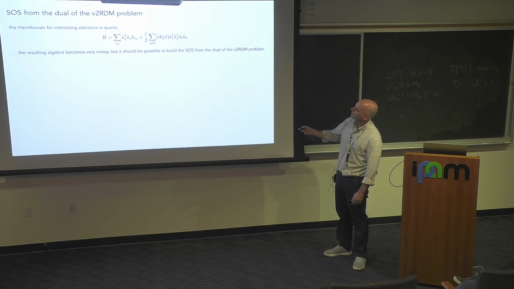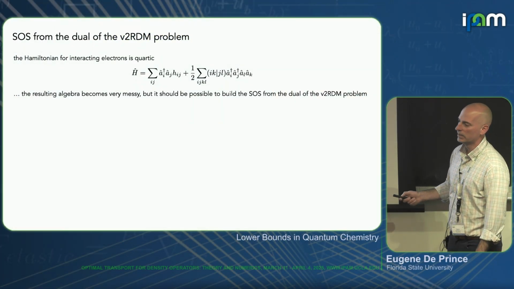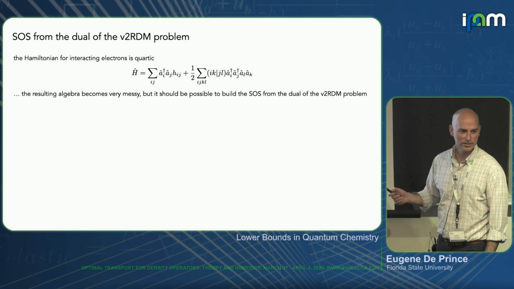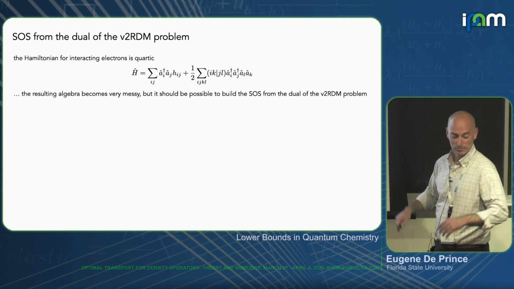The Hamiltonian for interacting electrons is quartic, and now the resulting algebra can become extremely messy. So do you want to go through all of that together in great detail? No, but I want to make a suggestion.